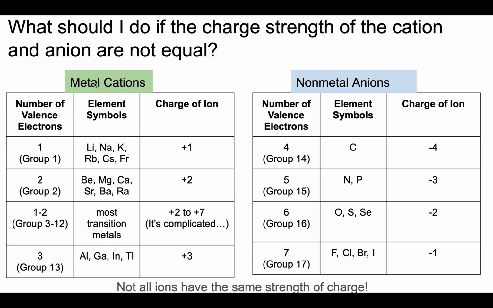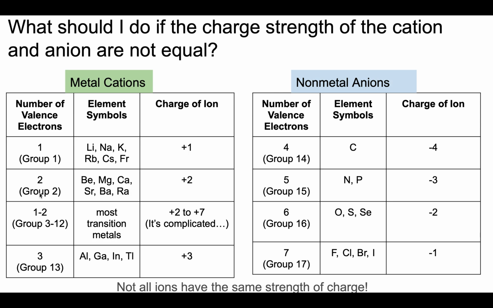So remember, our metals are going to form cations with positive charges. Any elements that are in group 1, that first column on the left-hand side of the periodic table, including lithium, sodium, potassium, rubidium, cesium, and francium, they all have one valence electron. They're going to lose that valence electron, and when you lose a negatively charged electron, you're going to end up with an ion with a positive charge, +1 on it.